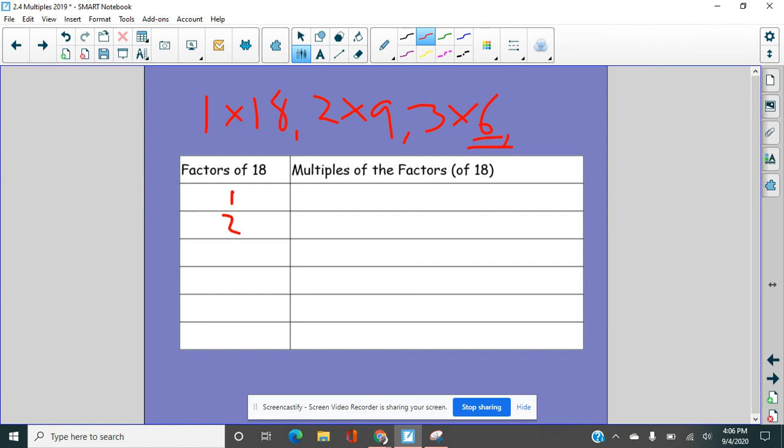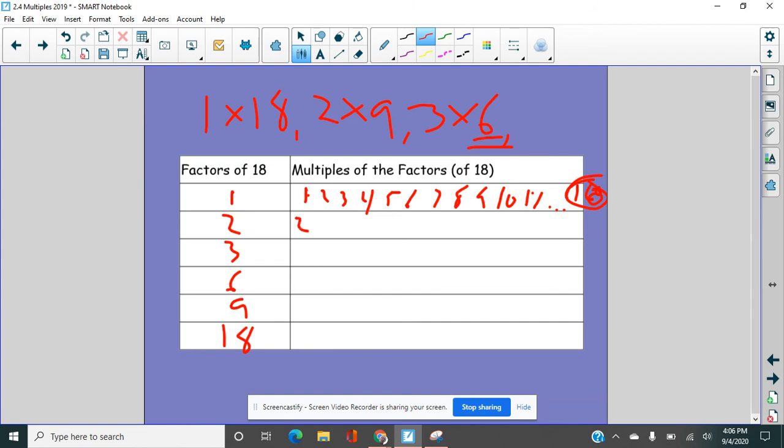So we're going to put our factors here. 1, 2, I'm going to write them in order. 3, 6, 9, and 18. So if I count by ones, 1, 2, oh, I don't know if I'm going to have enough room. 3, 4, 5, 6, 7, 8, all the way to 18. Will I have enough room? Nope, but you will, because you're going to write with pencil. I'm going to circle that.